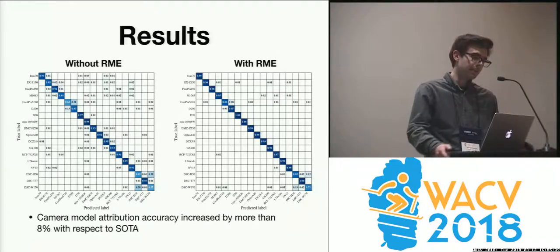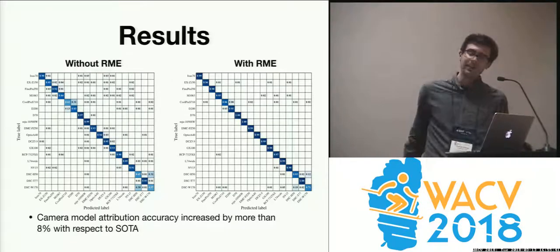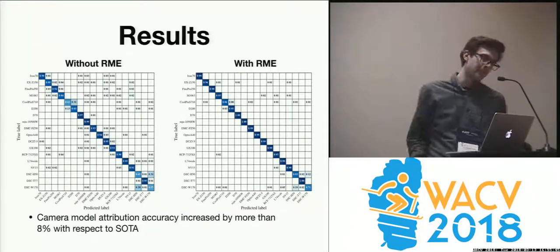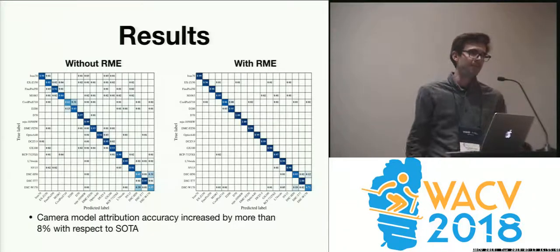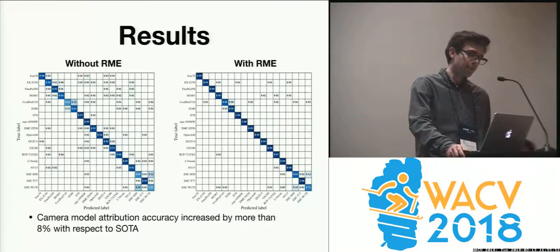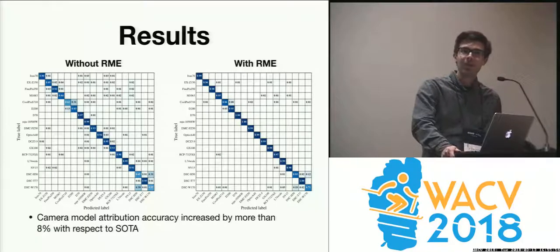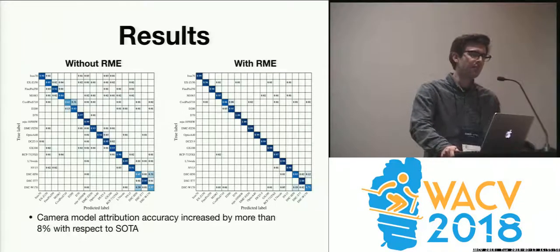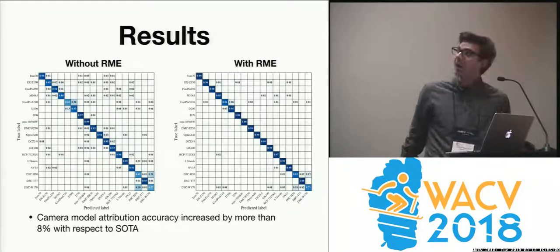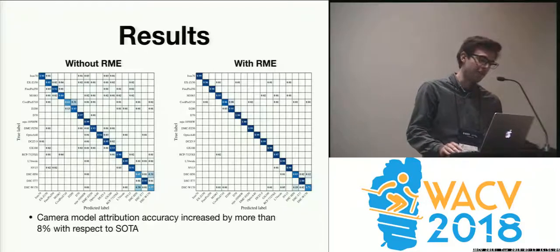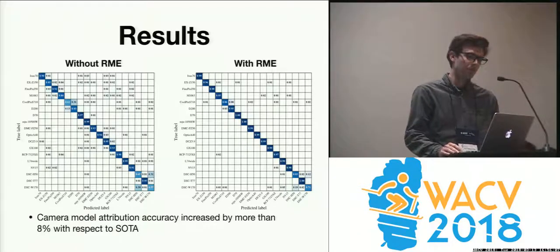Then when we applied the reliability map estimation, we can see that this confusion basically disappears. In some models, it's still consistent because, as we have mentioned before, it's at the silicon level, so we cannot do anything to differentiate between them. But we can increase the accuracy on camera model attribution by more than 8%. The original accuracy of the state of the art was around 87%, and with our method, we extended it to 95%. And this is on a patch level basis, which is fairly good.